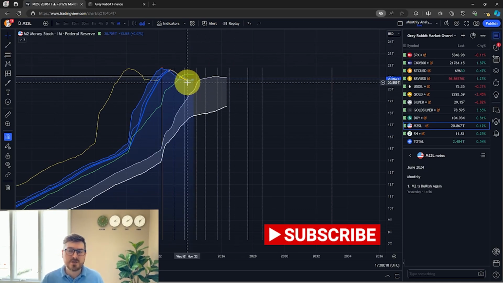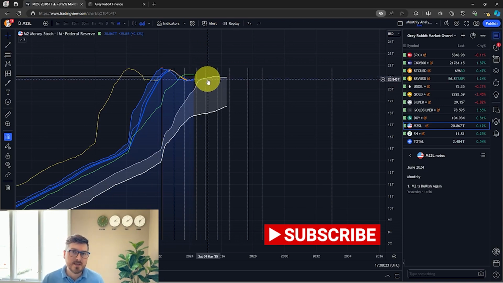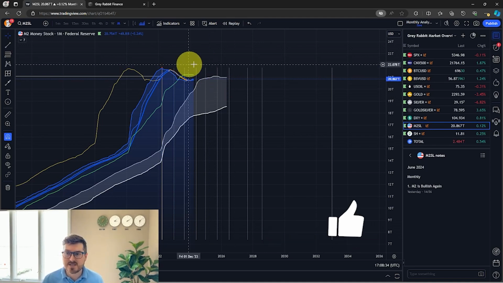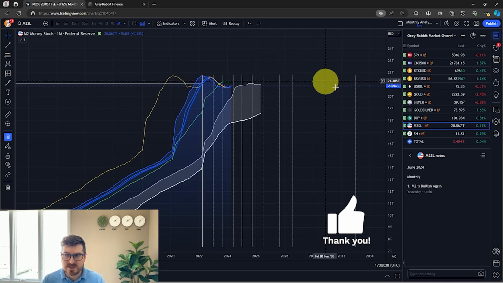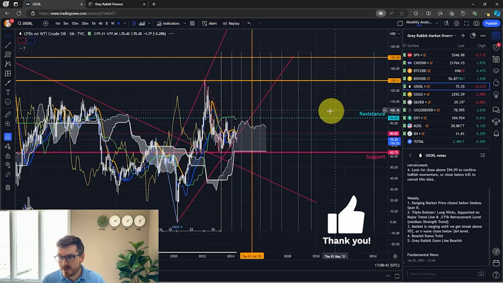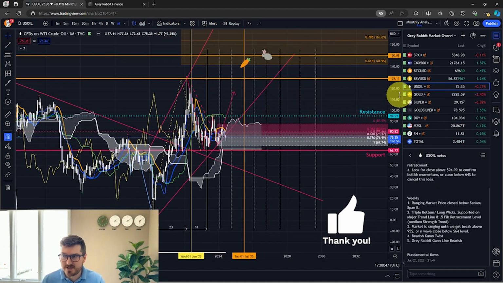So M2 supply is heading up again, which could mean that we're going to be getting more money supply, and with more money supply, it's going to create more inflation. And with more inflation, it's going to inflate commodities prices and also equities prices. So this turning up is, for me, a bullish indicator for broad commodities markets. That's why I have a bias to the bullish side on this pair right now.